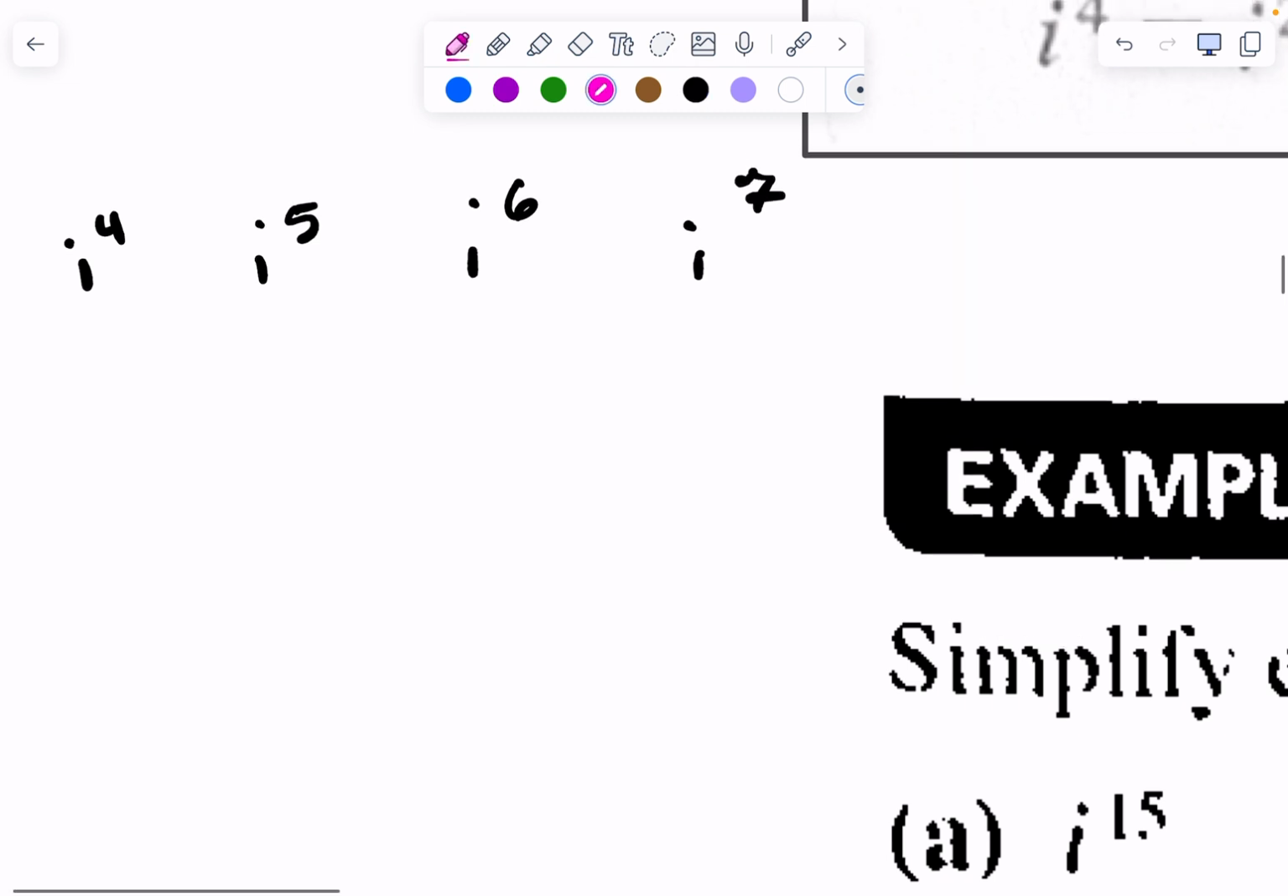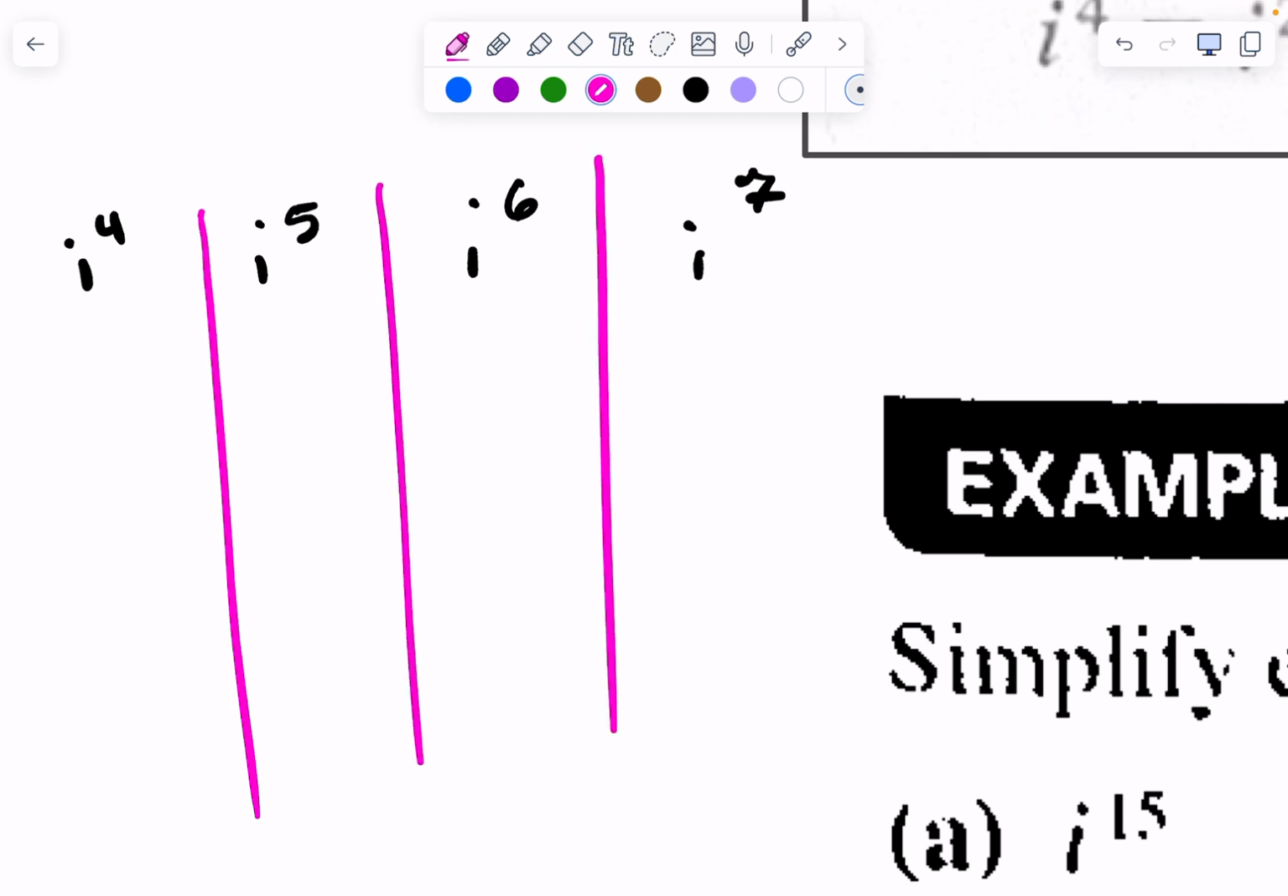Can we get I to the negatives too? We will. All you have to do is flip it over. Yeah, you just have to flip it over. Same rules, just flip it over. Yep.